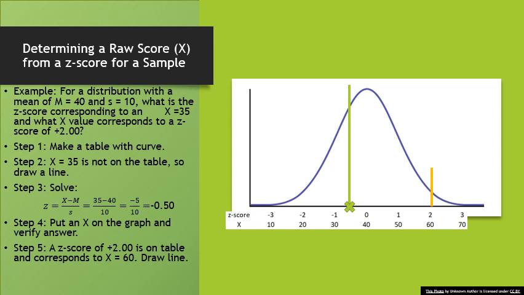Notice that a z-score of plus 2 is on the table, and that's the second half of the question. It says what x value corresponds. It corresponds to an x equal to 60. Draw the line and put an x on the line. Verify using the equation x equals M plus zs. And you get 60 as well.